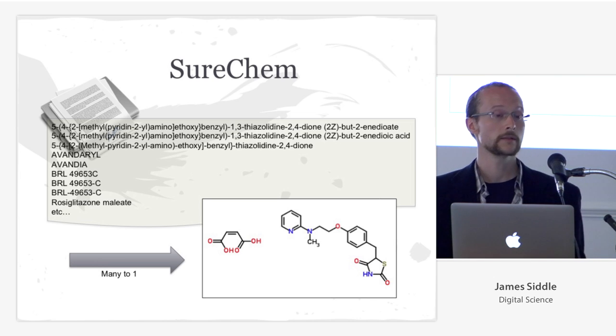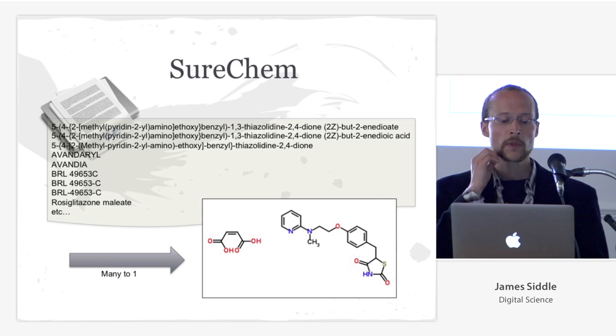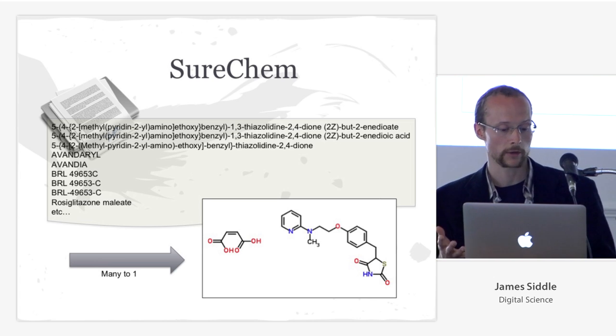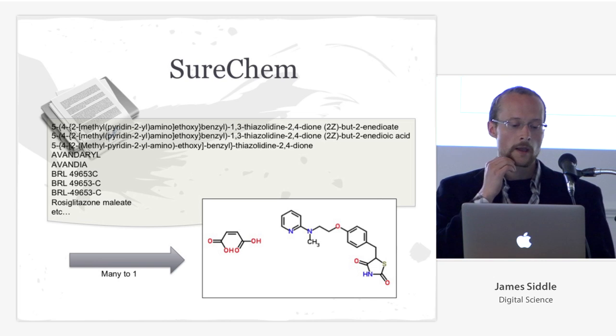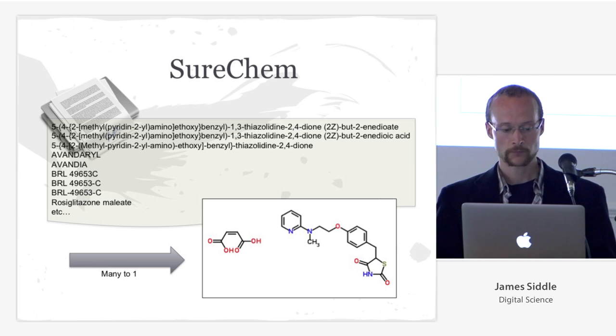We annotate patents to provide chemistry data for drug discovery, and we automatically annotate patents. We also provide the technology that performs the chemical annotation for nature.com. In the SureChem data set, we have around 10 million documents and about 1.2 billion annotations in total.